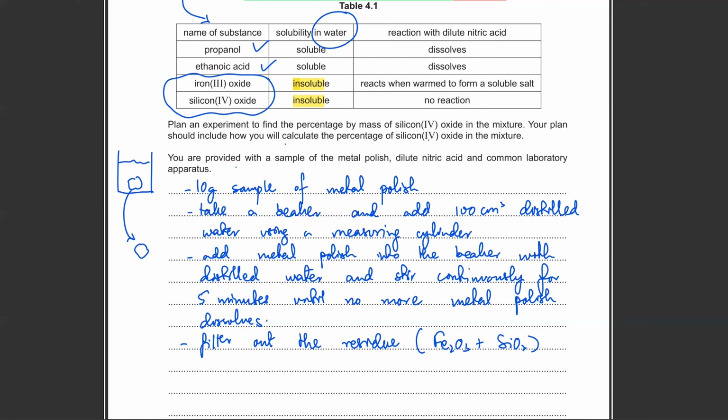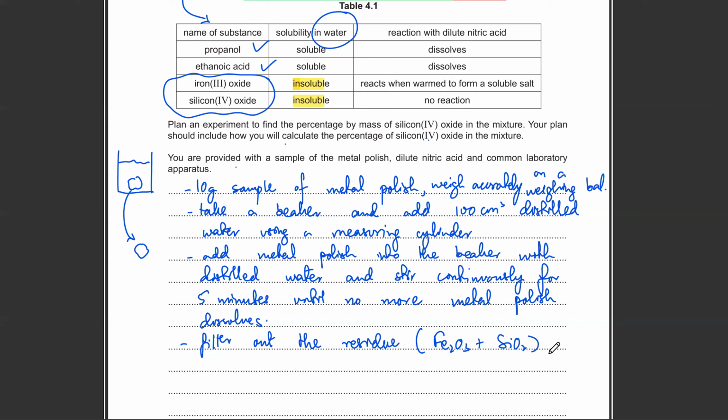You have this piece. It's a mixture of iron 3 oxide and SiO2. Remember, the 10-gram sample of metal polish, you also had to weigh it. Weigh accurately on a weighing balance, because mass is important, because we have to find the percentage. So the original mass of the metal polish is very important.